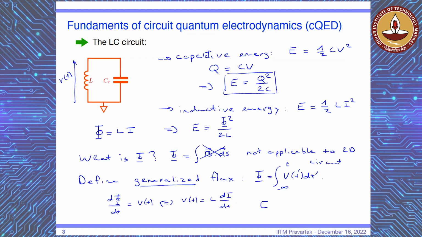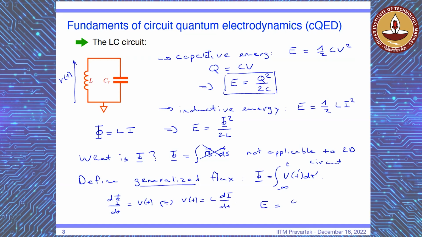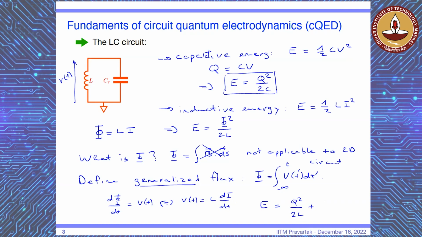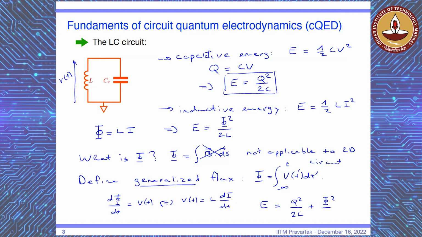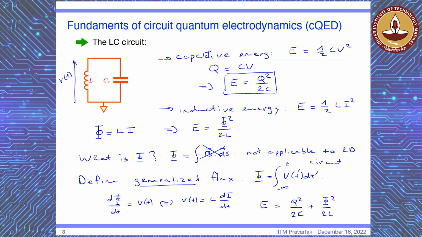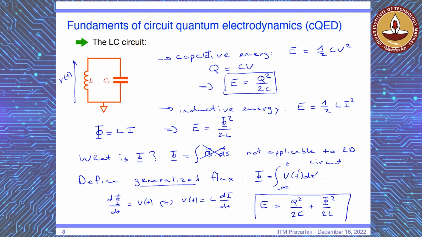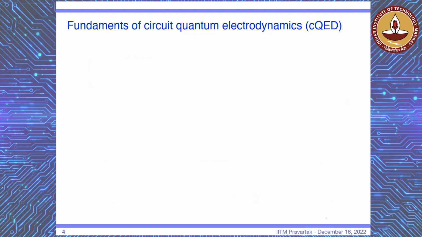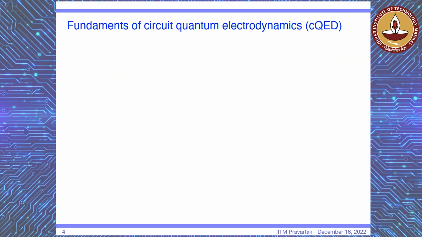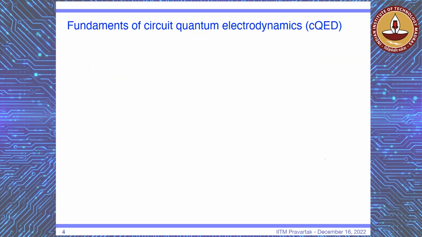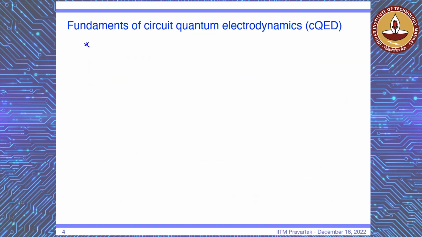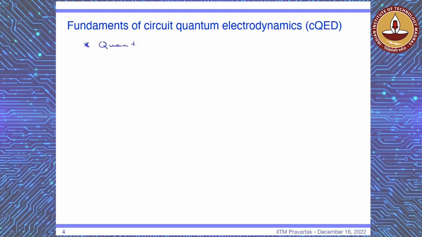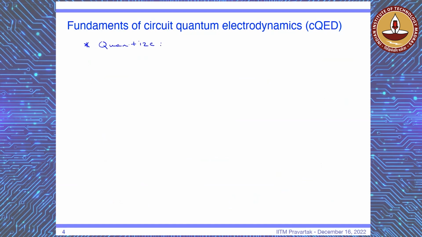So there we are. This is how we get the energy of such a circuit to be Q squared over 2C plus phi squared over 2L. Exactly. So basically we have our energy now, which is basically going to become our Hamiltonian. Now in quantum mechanics, what we do is we have to quantize. This is still a classical circuit, so we quantize.